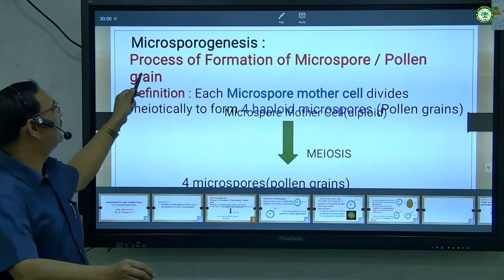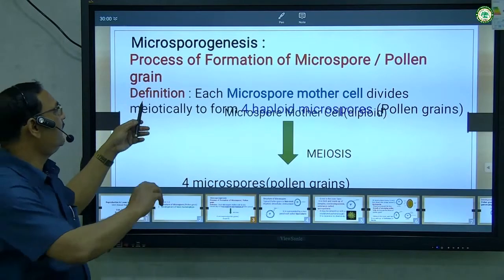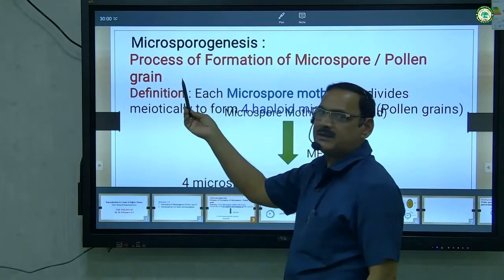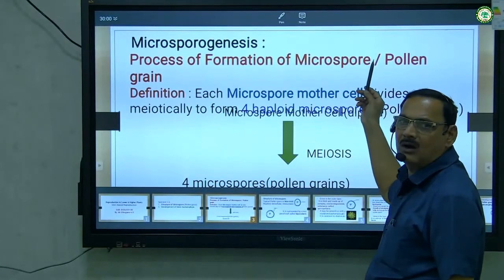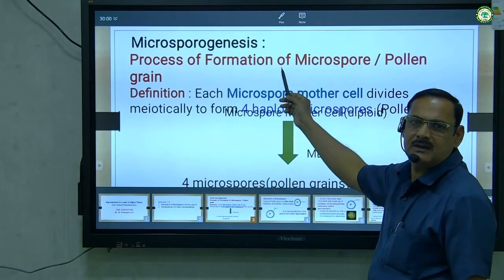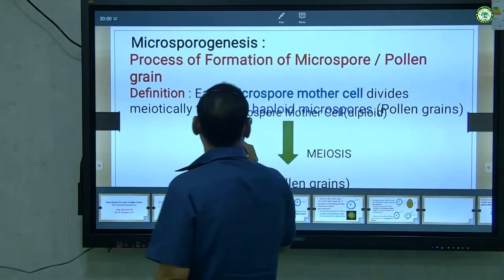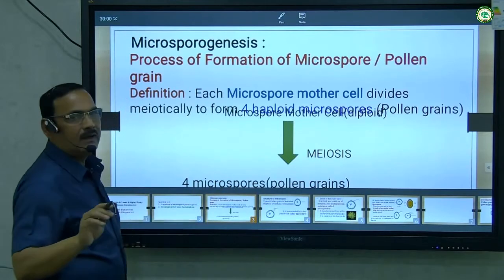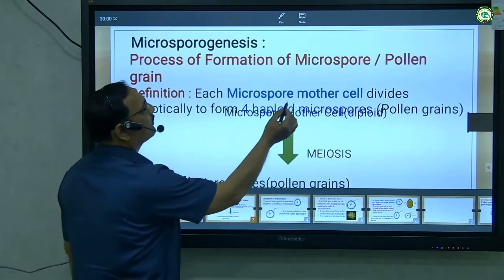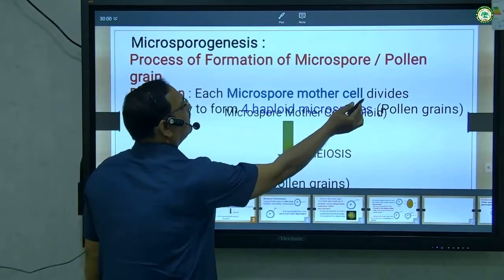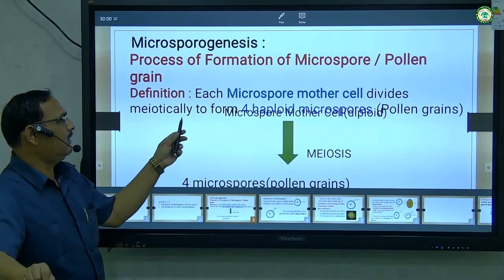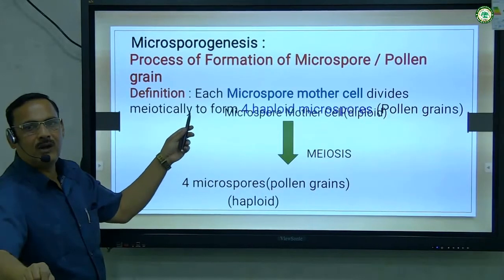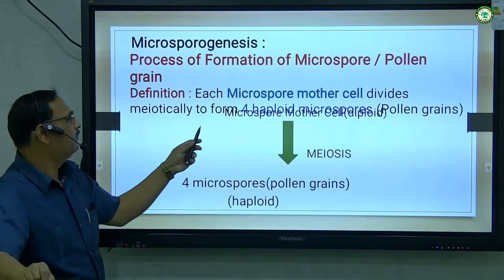microsporogenesis. So here we can see the definition. What is microsporogenesis? The process of formation of microspore or pollen grain is called microsporogenesis. Now here, inside the anther there is a microspore mother cell. This microspore mother cell divides by the process of reduction division called meiosis to form four haploid microspores, or they are called the pollen grains.